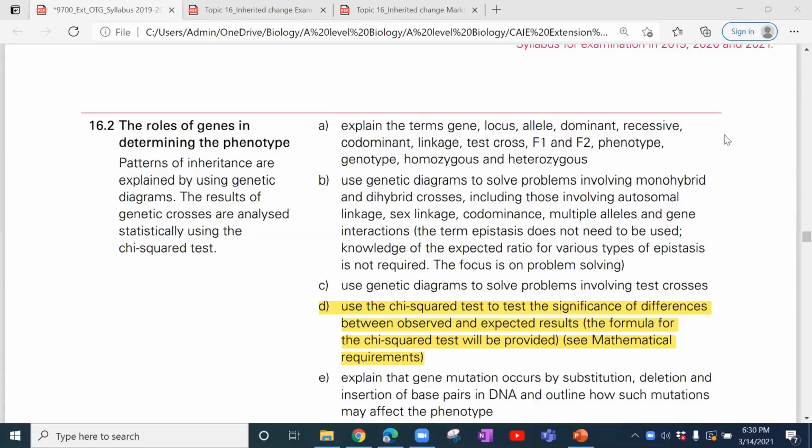Assalamu alaikum. In this lesson, we are doing objective 16.2 part D, and we'll see how the chi-squared test is used to test the significance of differences between observed and expected results. The formula for the chi-squared test will be provided to you in the examinations, but we'll see how it is used in genetic processes. So let's go to the slide then.